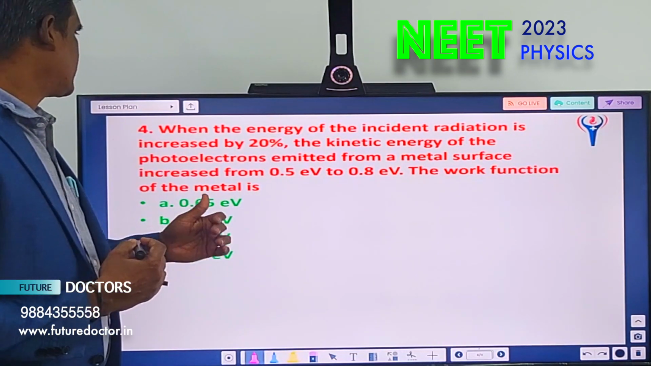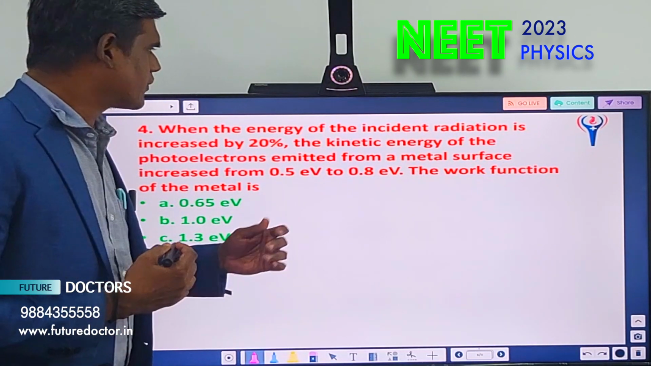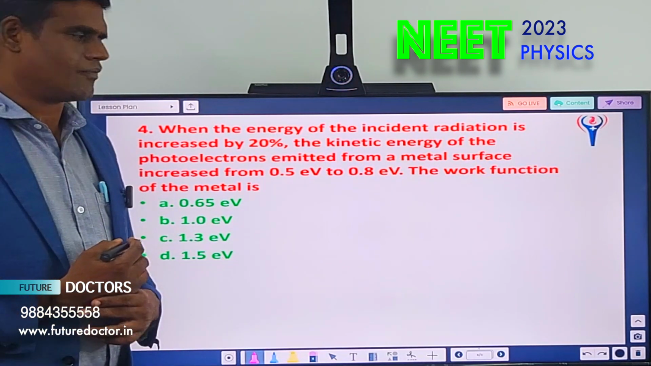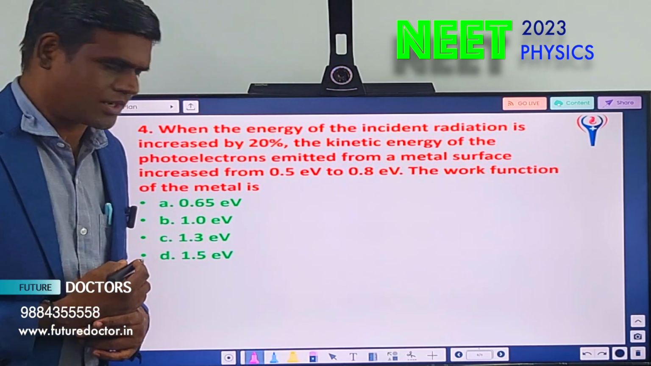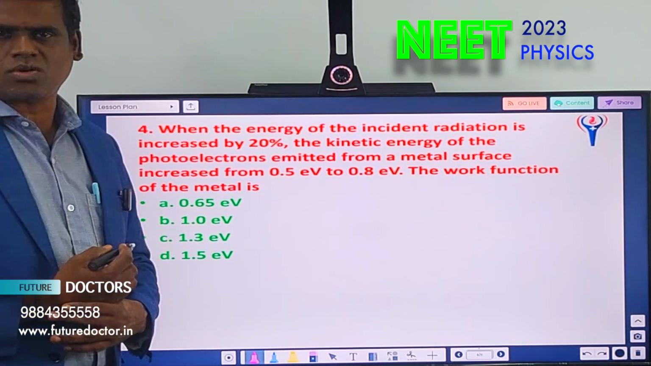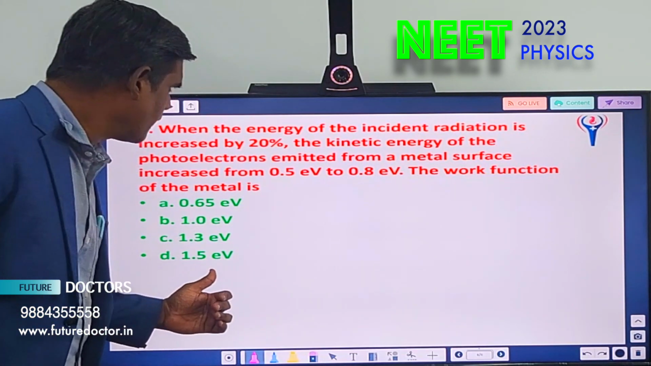When the energy of the incident radiation is increased by 20%, the kinetic energy of the photoelectrons emitted from a metal surface increased from 0.5 eV to 0.8 eV. The work function of the metal is dash. A option 0.65 eV, B option 1.0 eV, C option 1.3 eV, last option 1.5 eV.